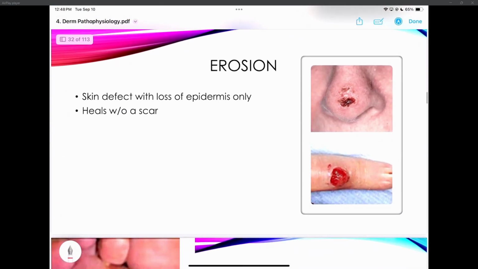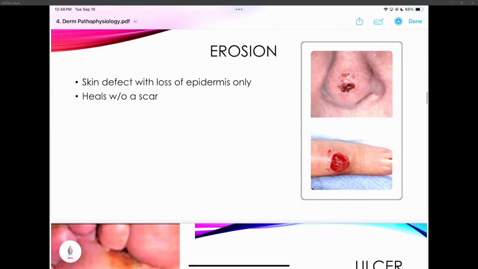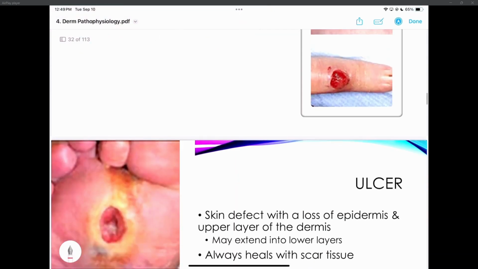Erosion. This is what erosion looks like. Skin defect with loss of epidermis only. That's what an erosion is. It does not go into the dermal layer. It's just an erosion of the epidermal layer, and this will heal without a scar. As long as you don't get into that dermal layer, your skin will heal. But if you get into the dermal layer, then you start getting scars, because of the way the dermis is made.